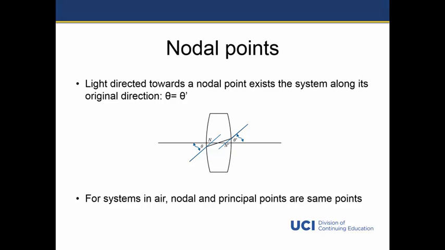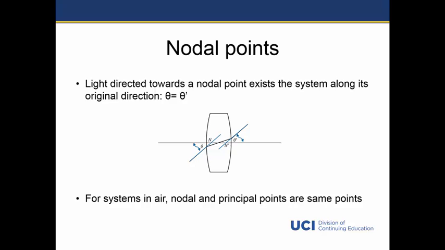The last set of cardinal points I want to mention are the nodal points. The nodal points are two points along the optical axis of the component such that, if I have light incident at some angle, in this case some angle theta, and the light is directed towards the nodal point, it will exit the system traveling at the original angle, but slightly offset.